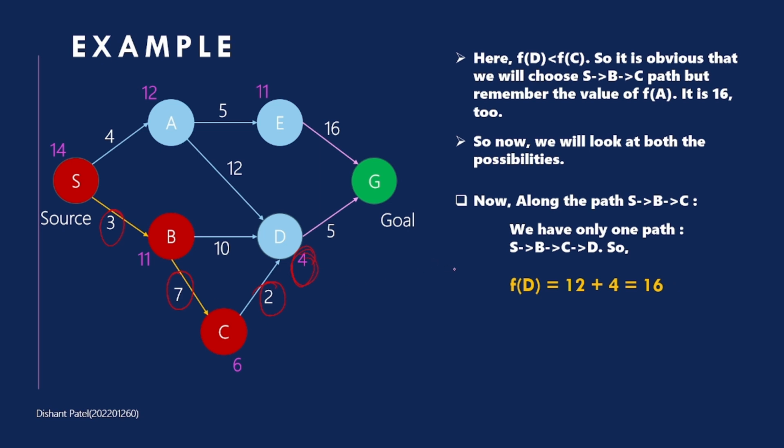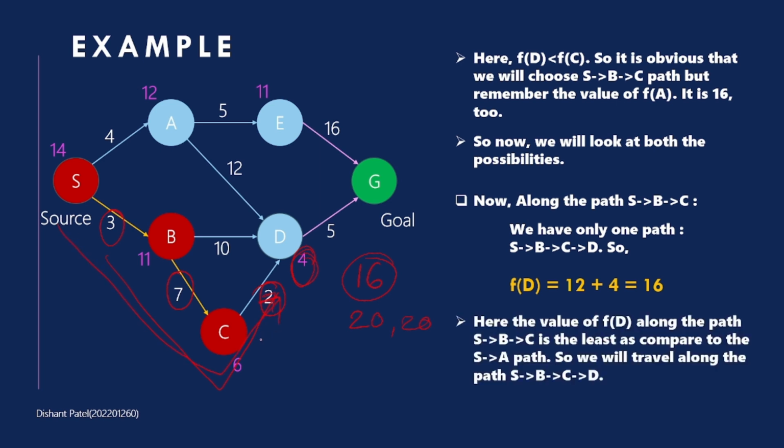Now from all these three possibilities, we get 16 from this path, and from the first possibility we got two values, 20 and 20. So we have the minimum value 16. So we will keep moving on this path.